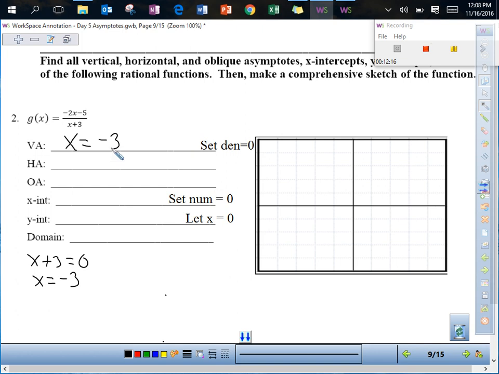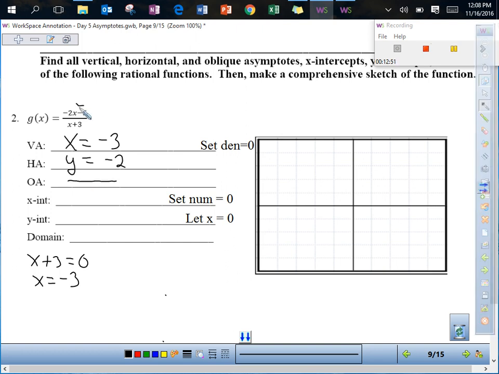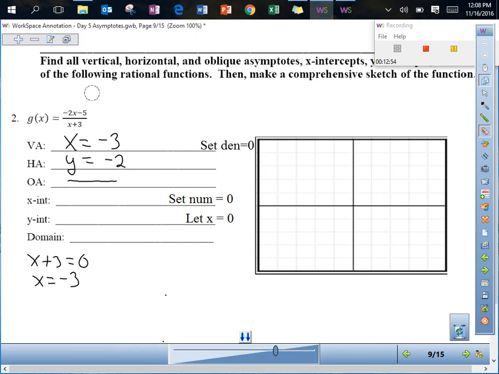This one also has a horizontal asymptote. The highest power in the numerator is 2x to the first. The highest power in the denominator is x to the first. Put a 1 right there. There is your horizontal asymptote. So I have a horizontal asymptote at y equal -2. Now, if there's a horizontal asymptote, there cannot be an oblique one. If this was a squared up here, then there would be an oblique one. Like I said, that's coming up on the back side.